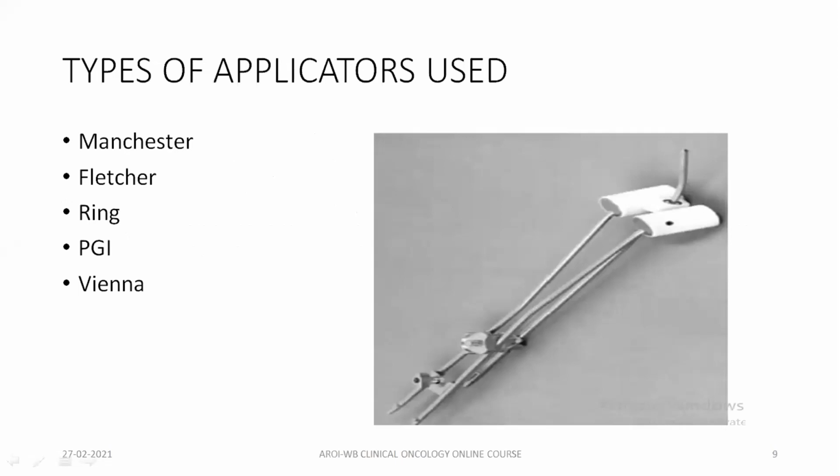So these are the types of applicators used. Mainly Manchester and Fletcher are available in all of the centers. Some have ring applicators. The PGI Chandigarh has an applicator of its own. The VNA applicators are available too at a few centers. The picture that you are seeing is a Fletcher applicator. You can notice it has three parts: two ovoids in the lateral parts and a uterine tandem.